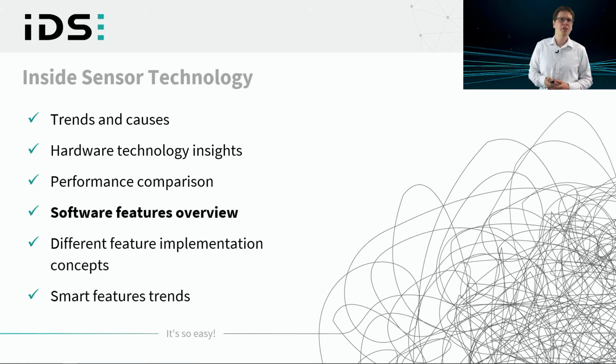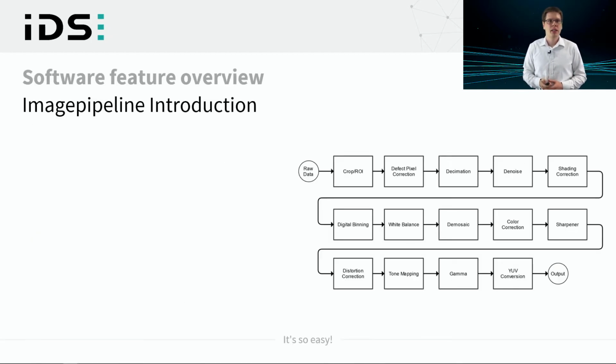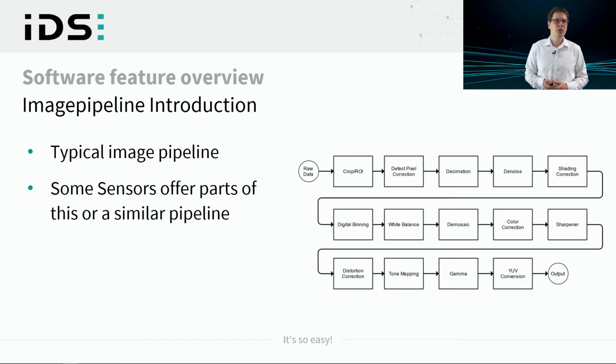Now, we have dealt with the hardware topics and will continue with some software feature aspects. Here, we see a possible image pipeline from a camera and what processing steps could be done for a pre-processed image to correct different lens and sensor effects for good real-world reproduction. Some sensors offer such a pipeline or parts of the processing right at the sensor chip level.